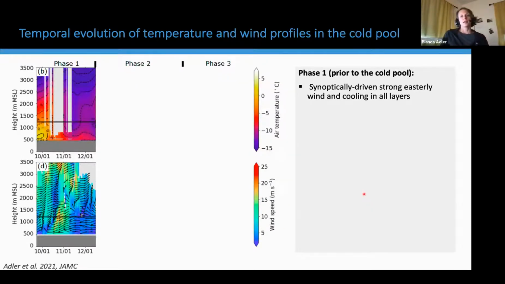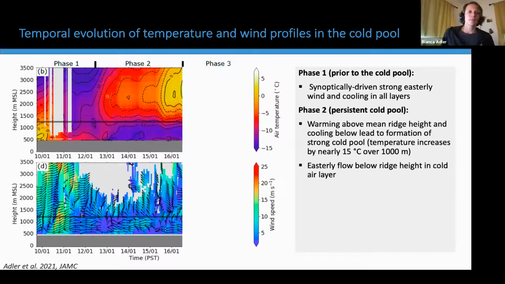Okay, so let's have a look at the temperature and wind profiles in the Columbia River Basin. I will start with some time height sections of temperature and wind, which we observed in the Columbia River Basin. Top panel shows temperature profiles and bottom horizontal wind profiles. Prior to the cold pool formation, the passage of the cold front, which we saw on the last slide, led to this cooling of temperature in all layers, which you can nicely see here in the profiles.